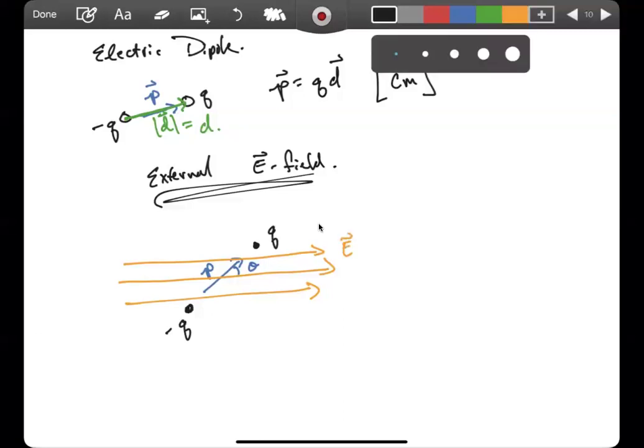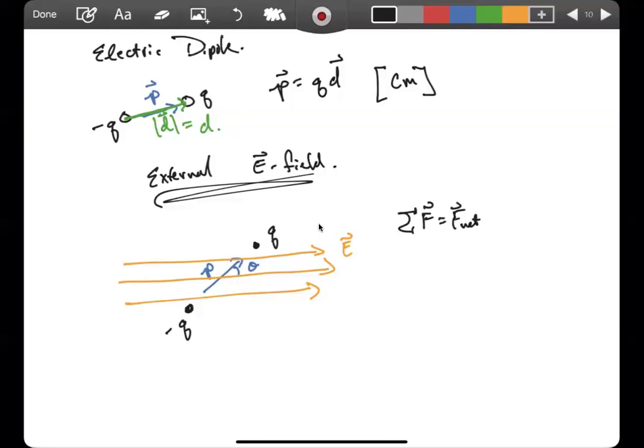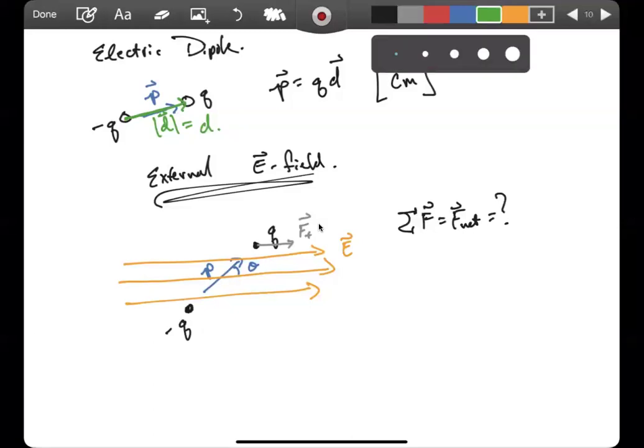So first thing I want to know is, what is the force on this guy? What's the net force? What's the sum of the forces on this guy? So F net. Will this guy actually feel a force? So let's find out. What I know in this case is that the positive charge is going to feel a force in the direction of the electric field. So it's going to be my electric force, and I'm going to call this the force on the positive particle. Simultaneously, my negative charge is going to feel a force on himself, but in the opposite direction, because he's a negative charge. So let's call that F minus.